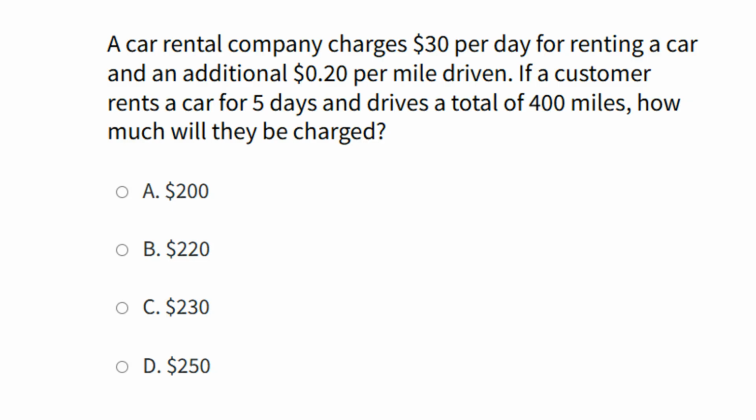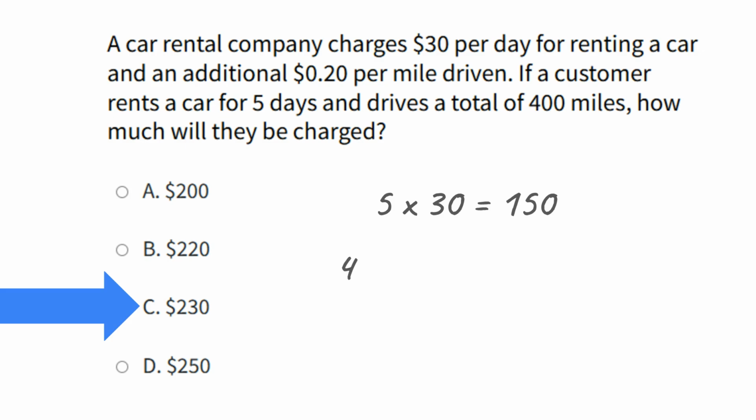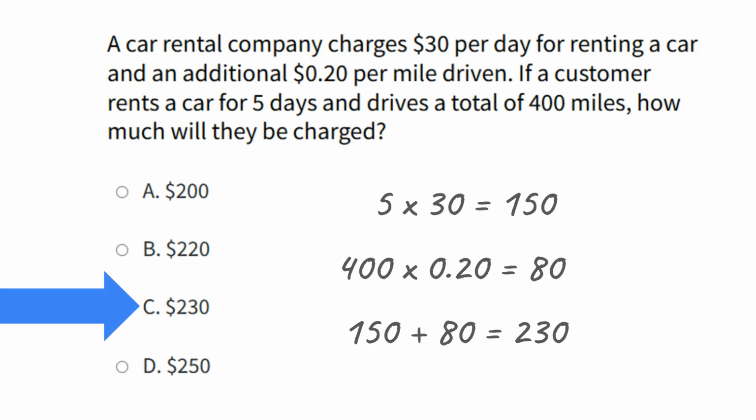The correct answer is C. $230. To calculate the total cost, you need to consider both the daily rate and the mileage charge. The daily rate for 5 days is 5 times $30 is equal to $150. The mileage charge for 400 miles at 20 cents per mile is 400 times 20 cents is equal to $80. Now add these two amounts together. $150 plus $80 equals $230.